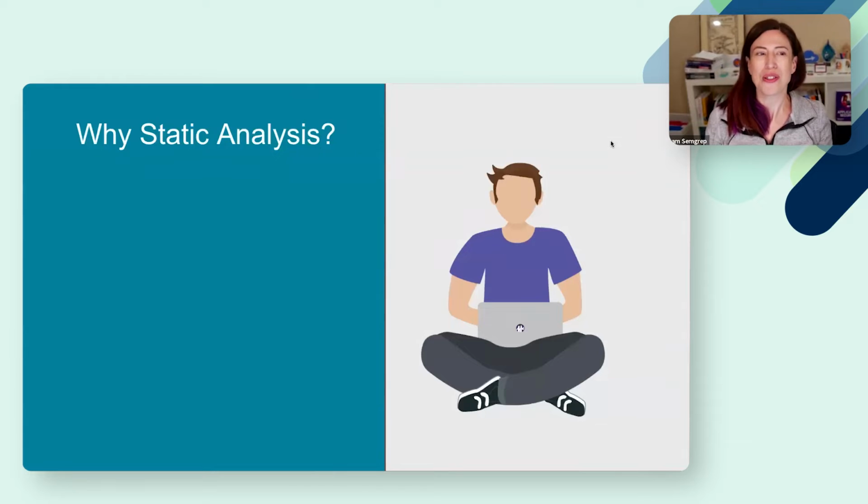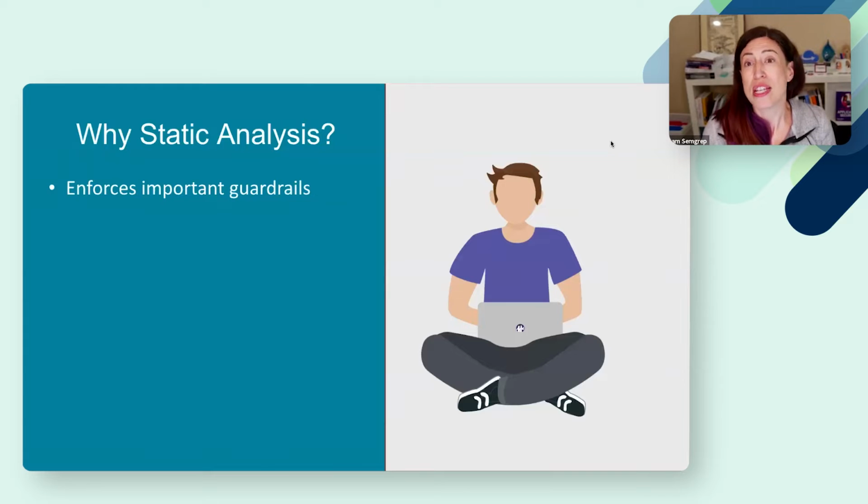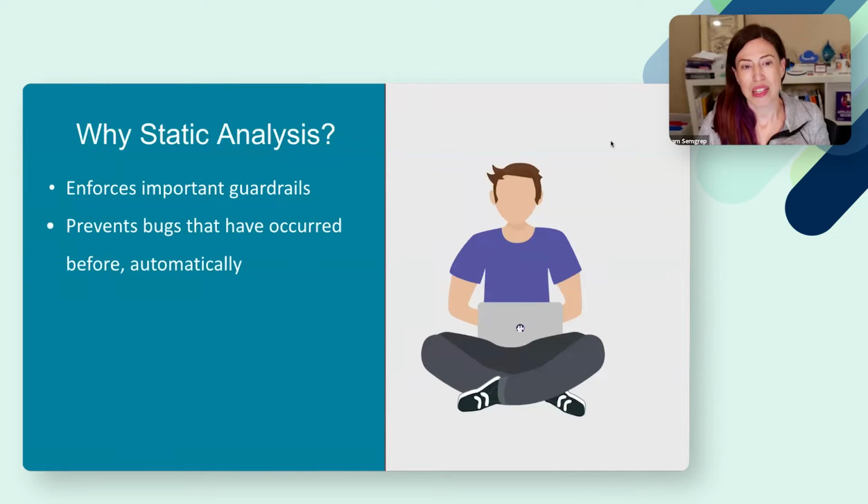So why would we do static analysis? What value does that bring? Well, we can use a static analysis tool, or a SAST, to enforce important guardrails. So we can say, if you're going to get input from the user, you have to validate that it's what you're expecting before you use it in your app, or before you send it to a database, or before you turn it into a request. So you can do that by making these guardrails, these rules that run against your code. It prevents bugs that have occurred before.